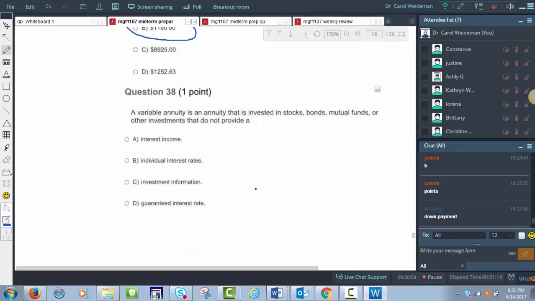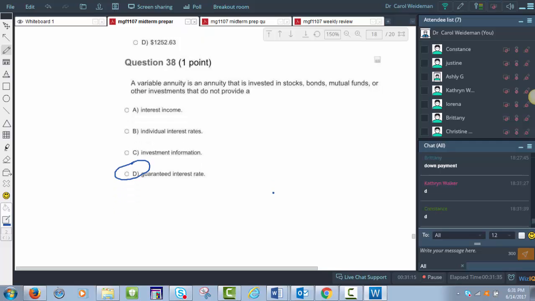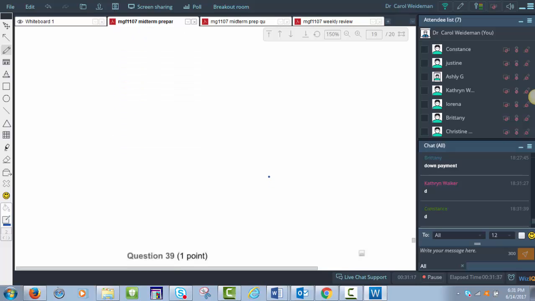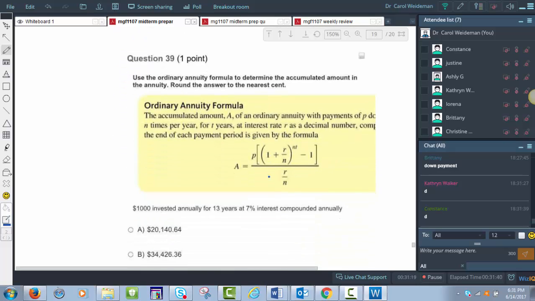All right, last section. A variable annuity is an annuity that is invested in stocks, bonds, mutual funds, or other investments that do not provide what? Anybody remember that one? The key word here is variable. Yeah, they don't give a guaranteed interest rate. A fixed annuity would have a guaranteed interest rate. Variable does not.